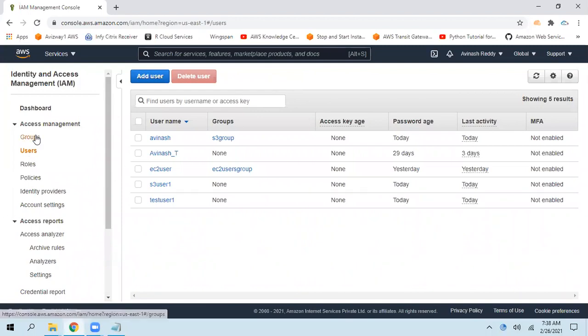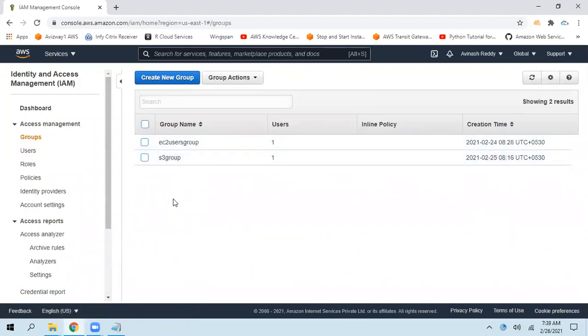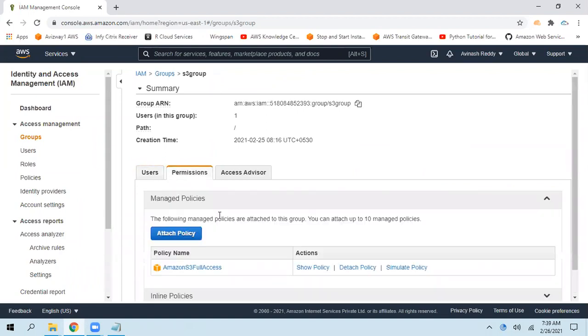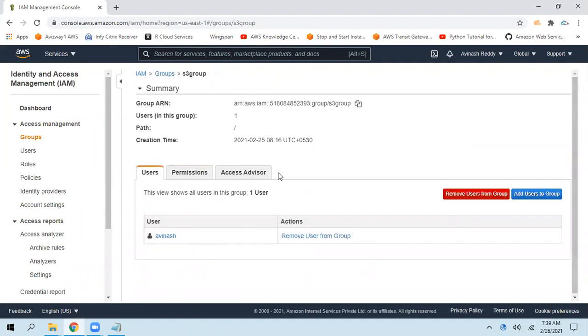When coming to inline policy, for a user you want to give a specific permission. For example, within this group we have 10 users, let's assume, but only for the user Avinash I want to give a permission. If I apply it at group level, what happens? All the users we have here would get it.